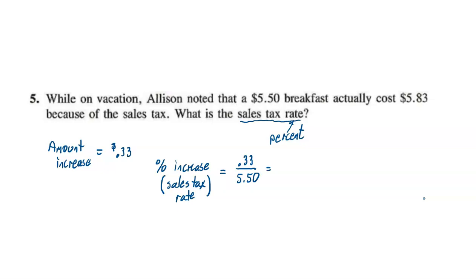Do this division on a calculator. And the answer on the calculator is the decimal 0.06. Now, is it 0.06% or is it 6%? So this particular story problem coincidentally has the same sales tax rate as what the state of Michigan currently has.